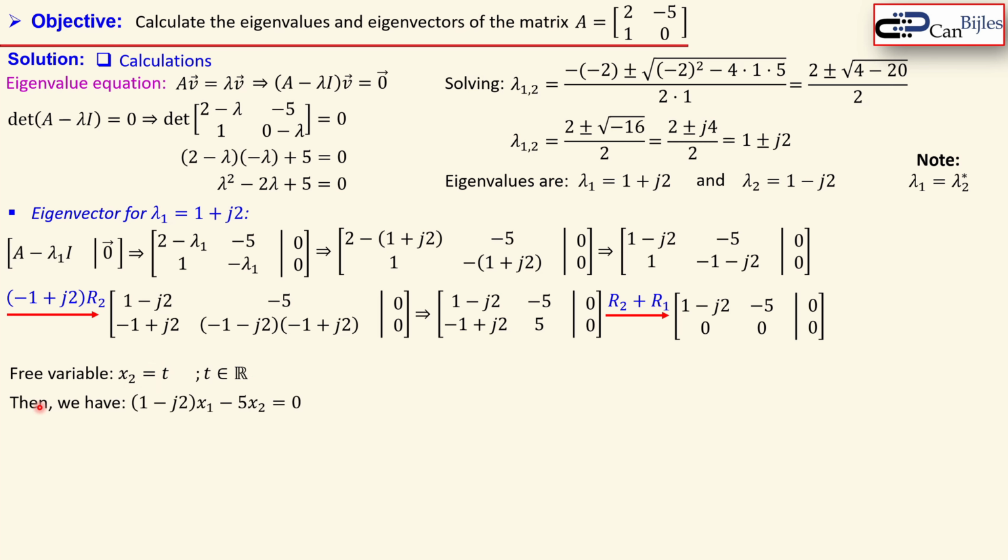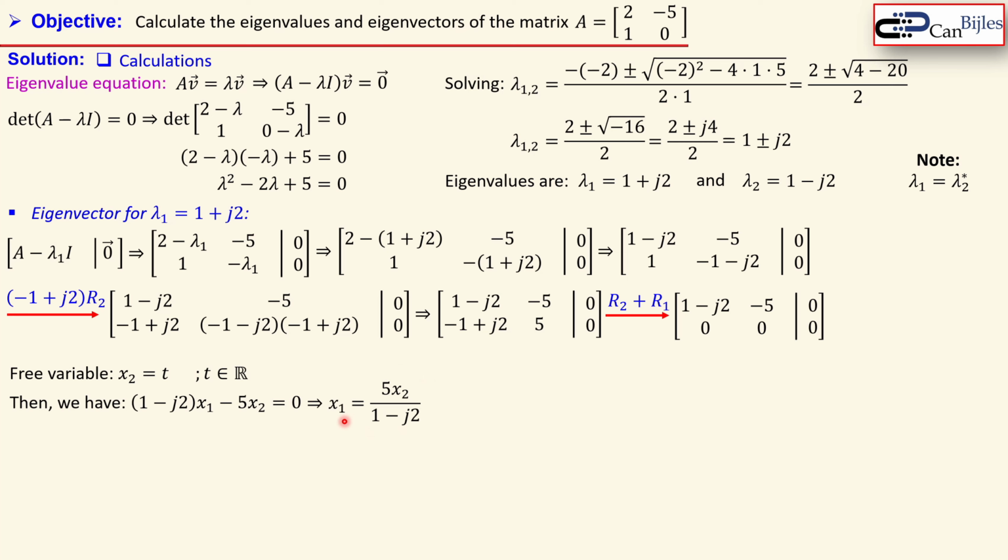Okay. Now, looking at the first row, we can say 1 minus j2 times x1 minus 5 times x2 will be 0. So we need to solve this equation for x1, so we need to isolate x1. Let's put this to the right side. So 5 x2 will be here, and we divide this by 1 minus j2. Those are the two steps here.